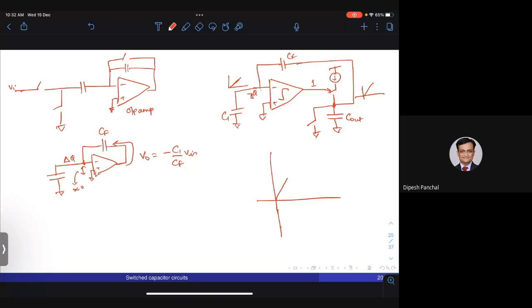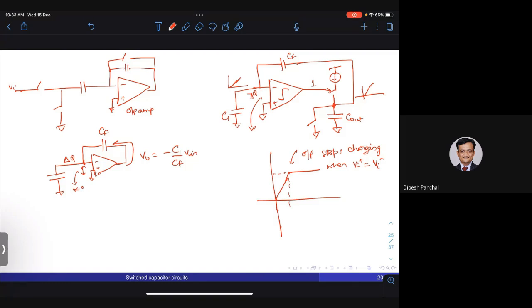And once the switch turns off, the output will stop charging and will hold that value wherever it stopped. Notice that the output capacitor stopped charging just the moment when Vi plus became equal to Vi minus. So the output stops charging when Vi plus becomes equal to Vi minus. The moment Vi plus becomes equal to Vi minus, the output stops charging.